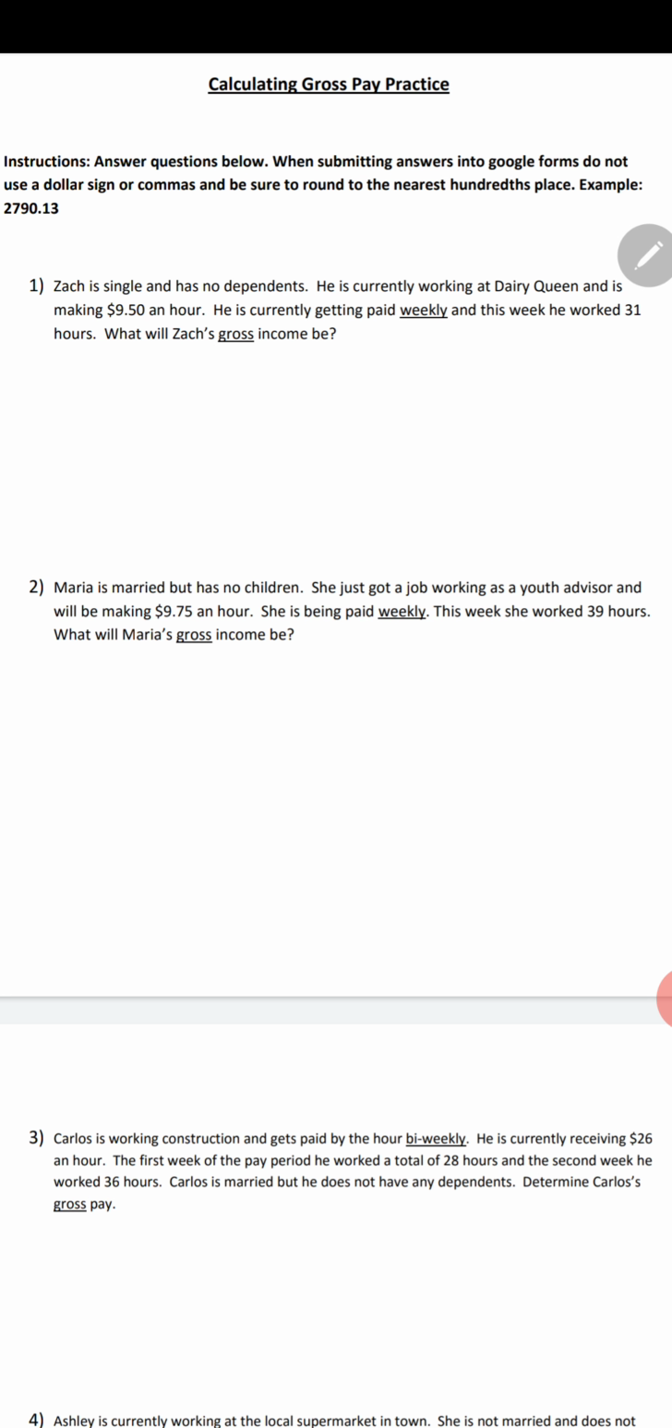Once again, gross income is the same as gross pay. It's kind of the same words. Make sure you pay attention to that word before the income part, the gross. It does make a difference when they're asking that. Like I said, gross is the amount that you would have before taxes.